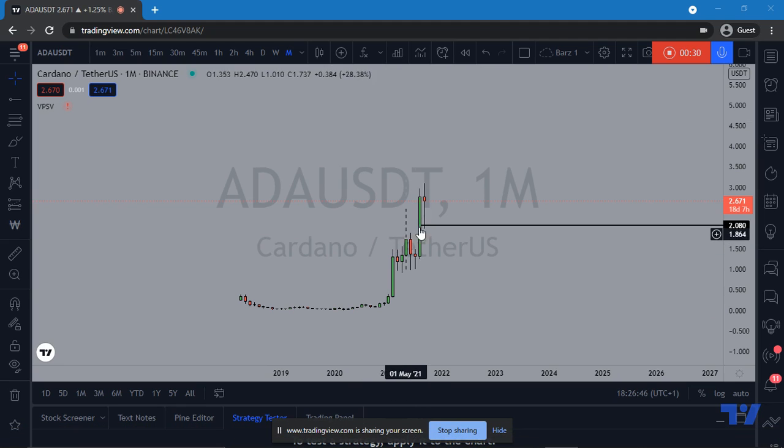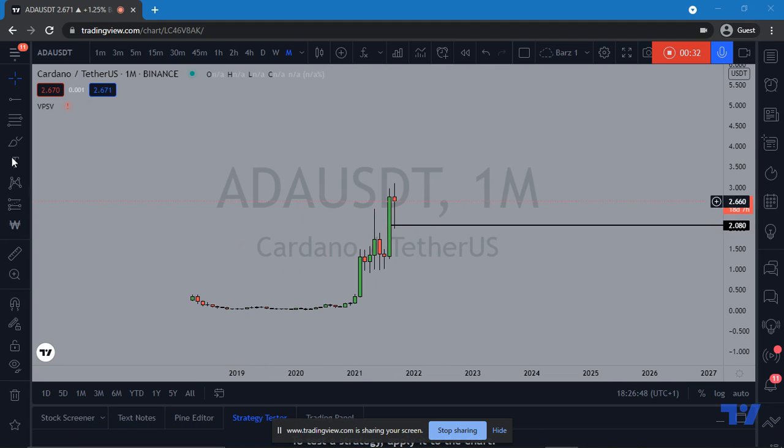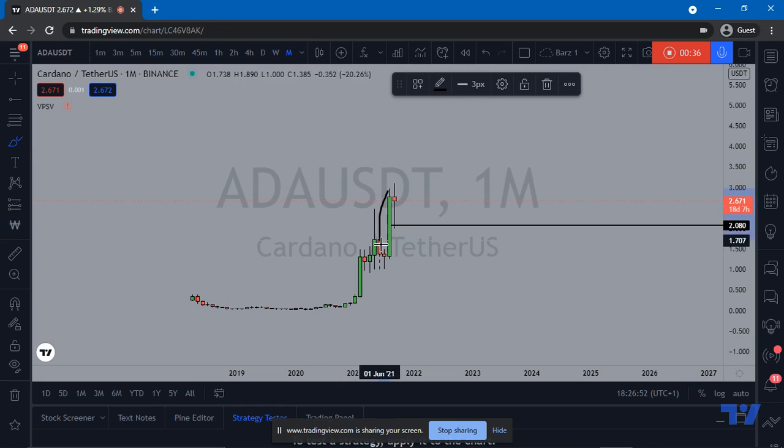So we're currently looking at the monthly time frame. So what do we have from last month? We can see clearly that last month closed as a bullish month. Now, since last month closed as a bullish month, we expect this month to continue to the upside.